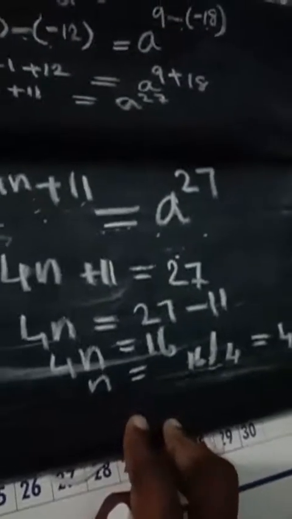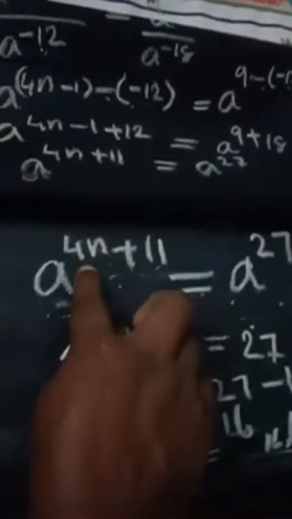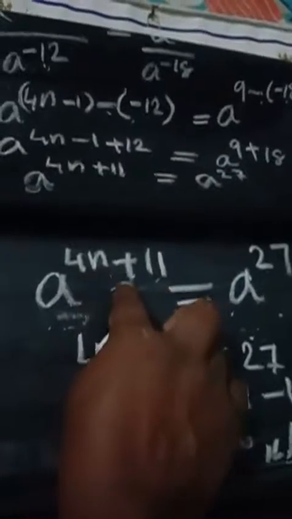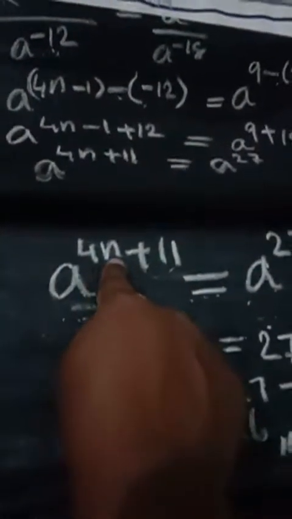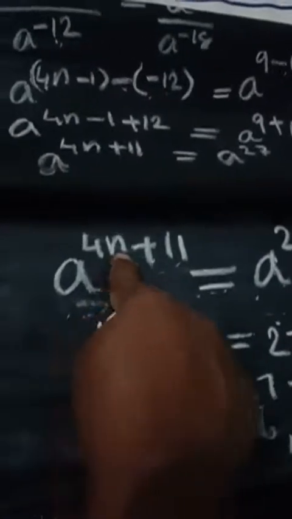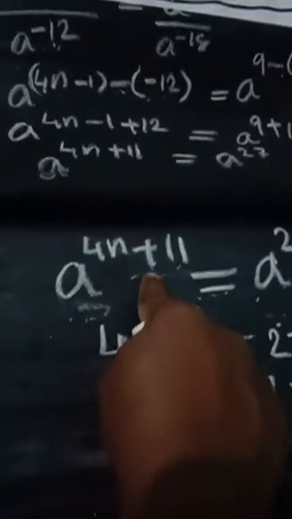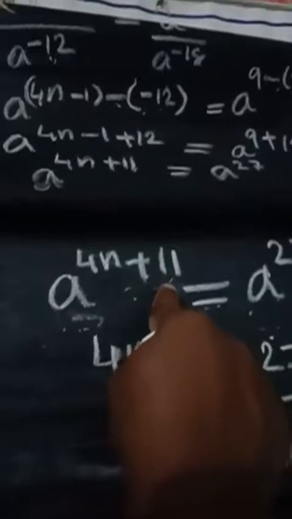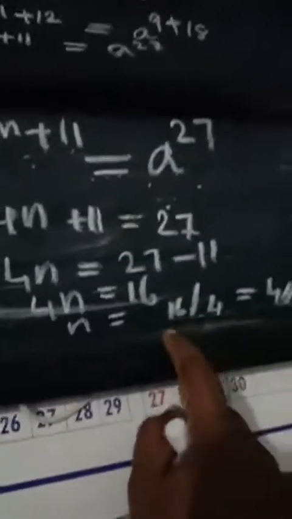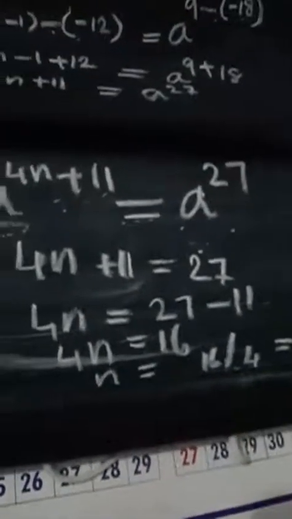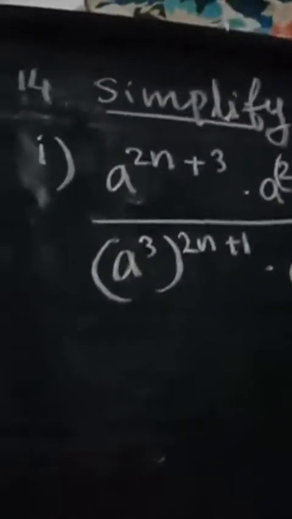Clear? If you want, you can check there. 4 into 4, 16. 16 plus 11 is what? 27. Here n is equal, we got the value, n is equal to 4, you know. 4 4s are 16. 16 plus 11, 27. Here also 27, you know. Okay, n is equal to 16 by 4, that is 4. Clear?